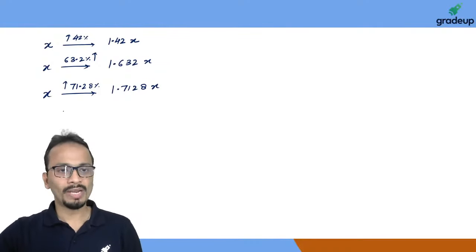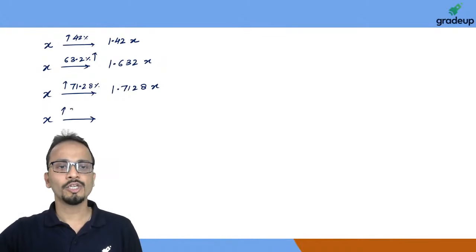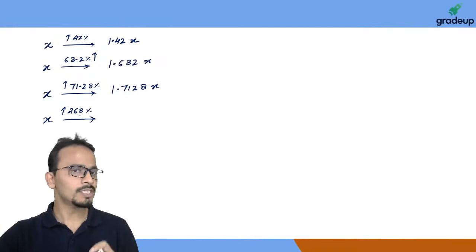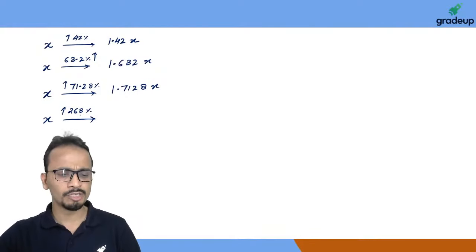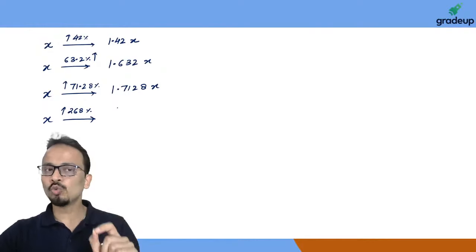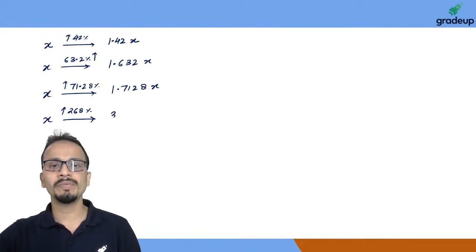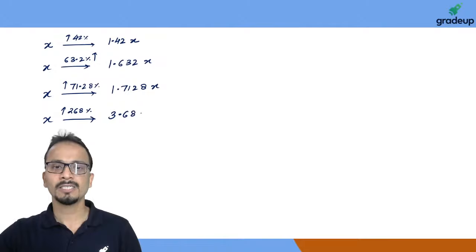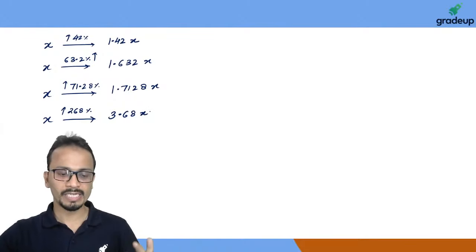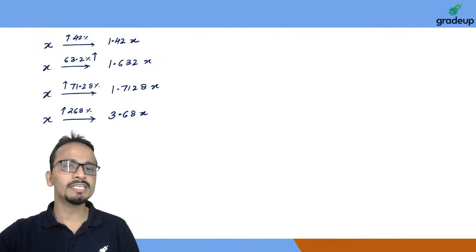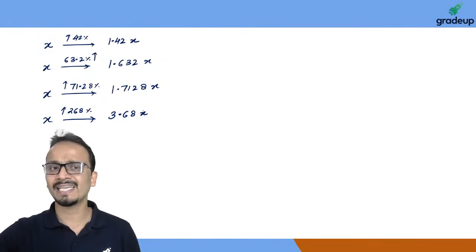Now one more, be careful with this. x when increased by 268 percentage. This is an important one. 268 divided by 100 will give you 2.68. 2.68 plus 1 will be 3.68 times the original value. Be careful with this. This is very important. So x when increased by 268%, the final value will be 3.68x.